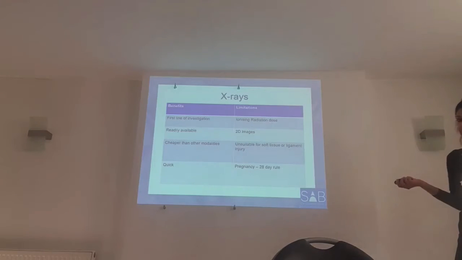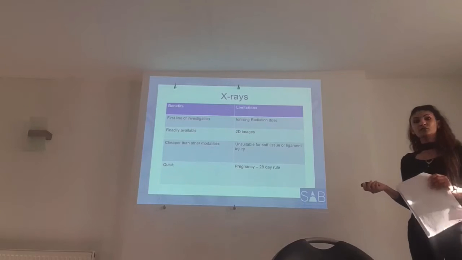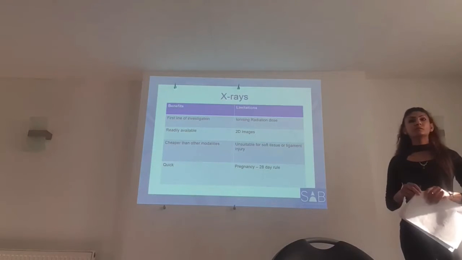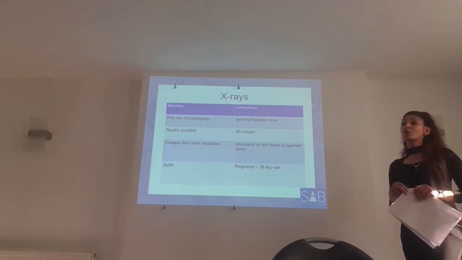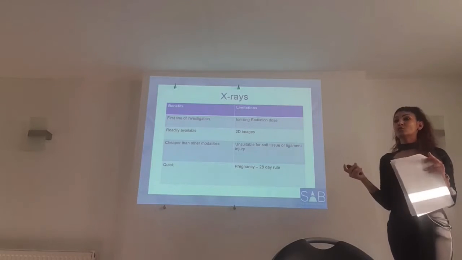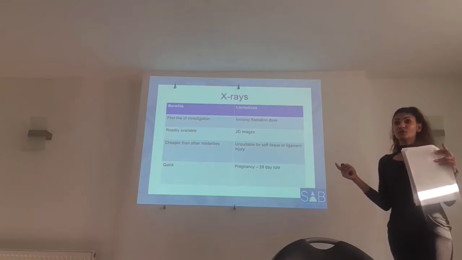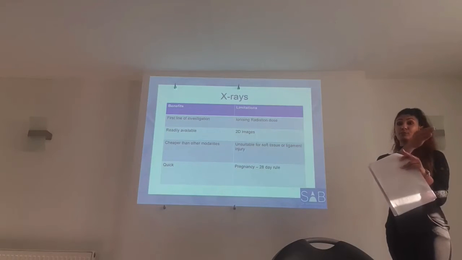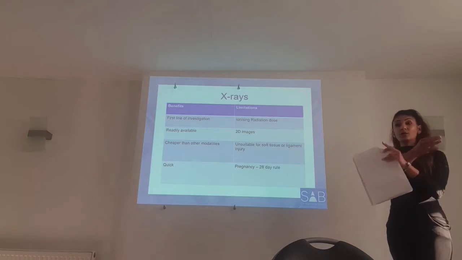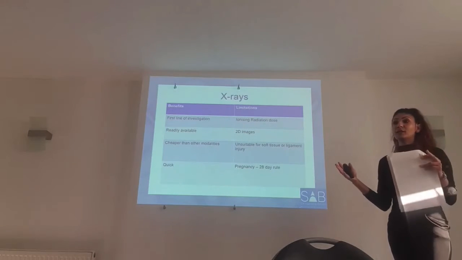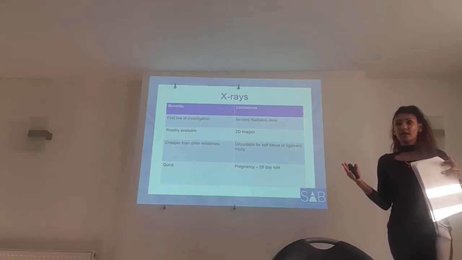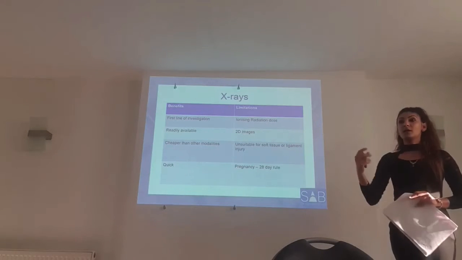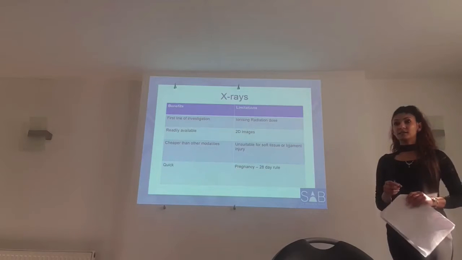Pregnancy. Does anybody know what the 28-day rule is? No X-rays after 28 days? No. Basically, it's to do with your menstrual cycle. You have to ask them the first day of their last menstrual cycle, and then calculate within that 28 days. If they fall within that 28 days, they're safe to have the x-ray because they're unlikely to be pregnant. But if they are not, then you have to do a pregnancy test.